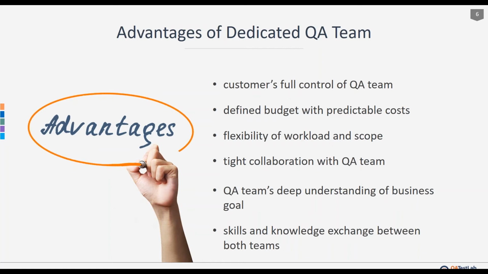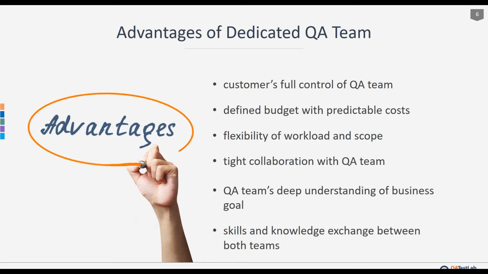The second one is defined budget with predictable costs. With the time and material model, each individual has to keep track of the amount of time he or she spends supporting the various projects to which he or she is assigned part-time. With the dedicated team model, management knows that every member of a given team is fully dedicated to the single project for which that team is responsible, so time tracking becomes much simpler.